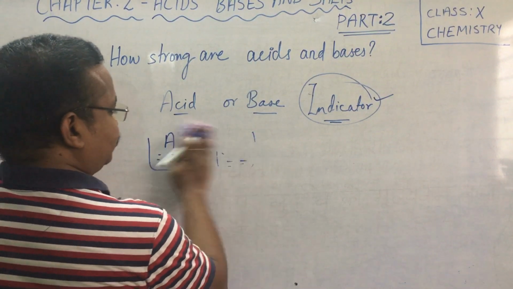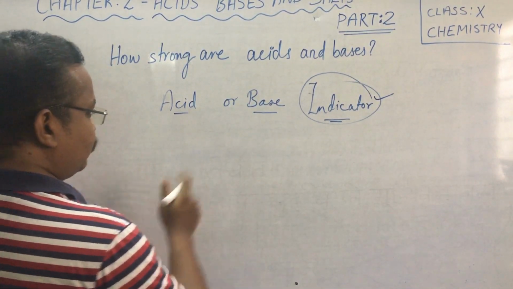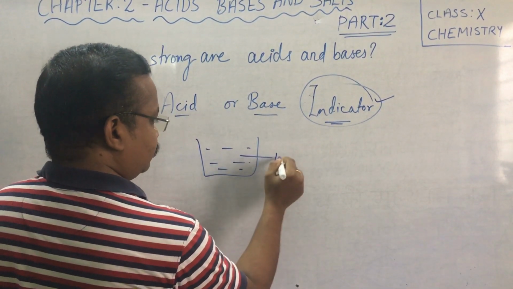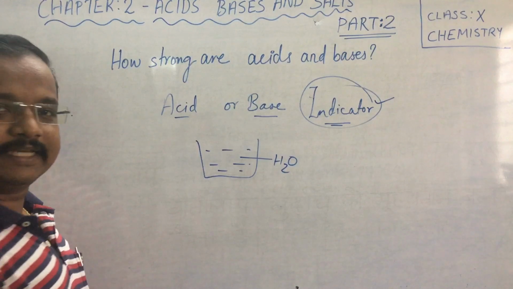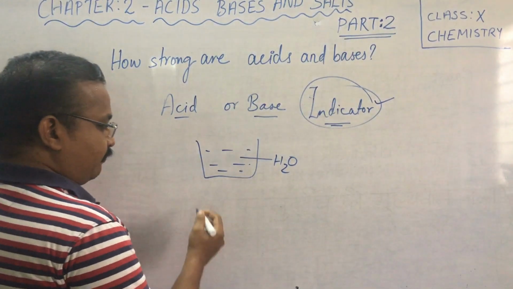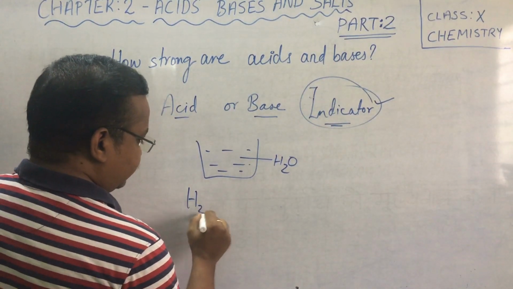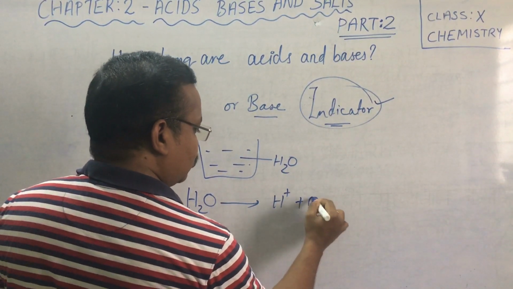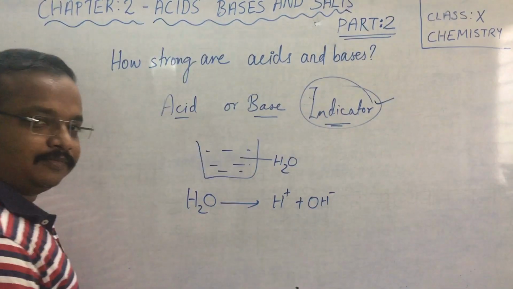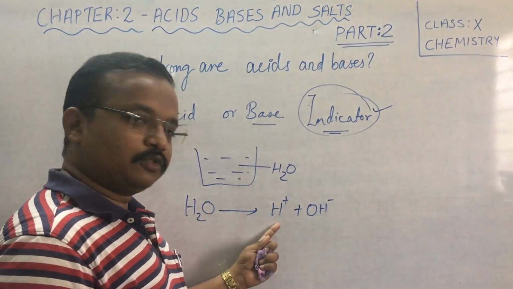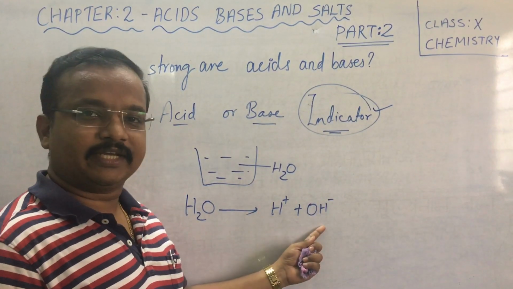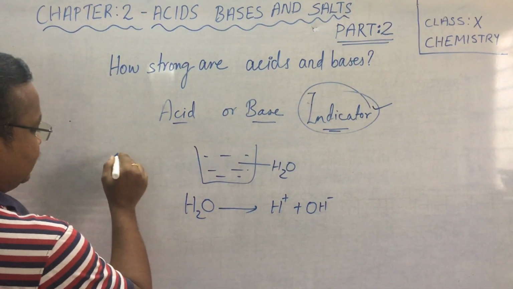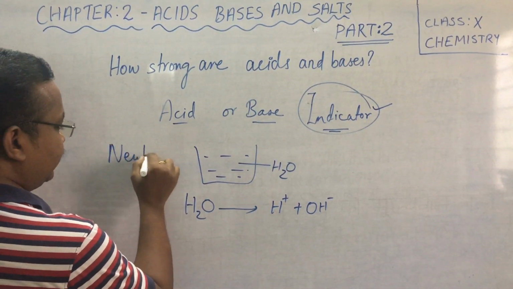In case of water, the formula is H2O. If water undergoes dissociation, H2O will produce H positive as well as OH negative, right? If the amount of H positive and OH negative is equal, then we can say that the substance is neutral in nature.